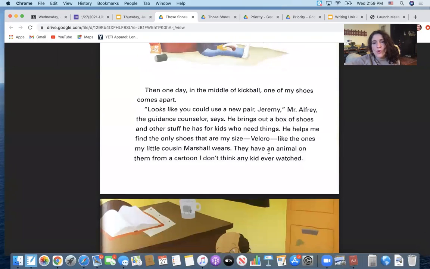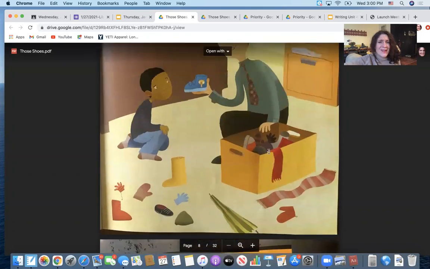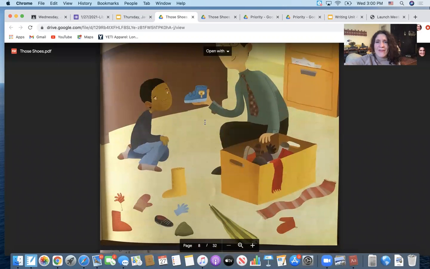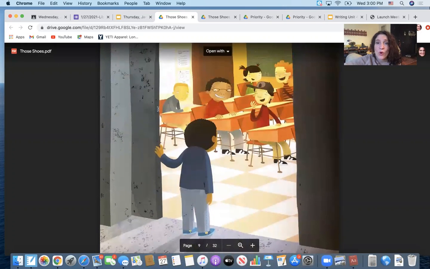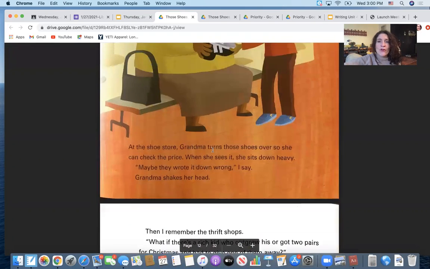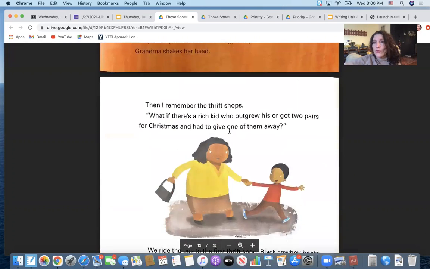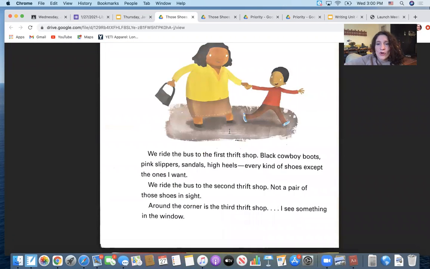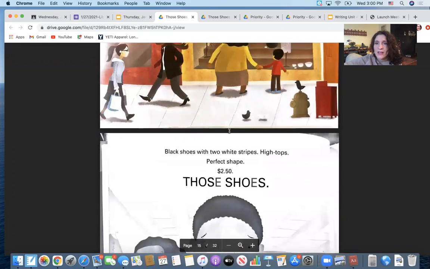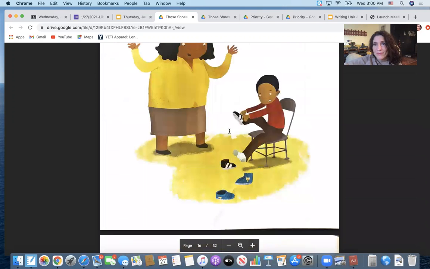Remember, it's a story about the boy, and he wants the shoes, and his shoes rip, and he gets Mr. Alfrey's little shoes, and everybody's laughing at him. Everybody except this one boy, Antonio. Ultimately, he goes with his grandmother to buy those shoes, and they're way too expensive. So he uses his own money to see if anybody has given them to a thrift shop. And eventually he does find the shoes for $2.50, but they don't fit.